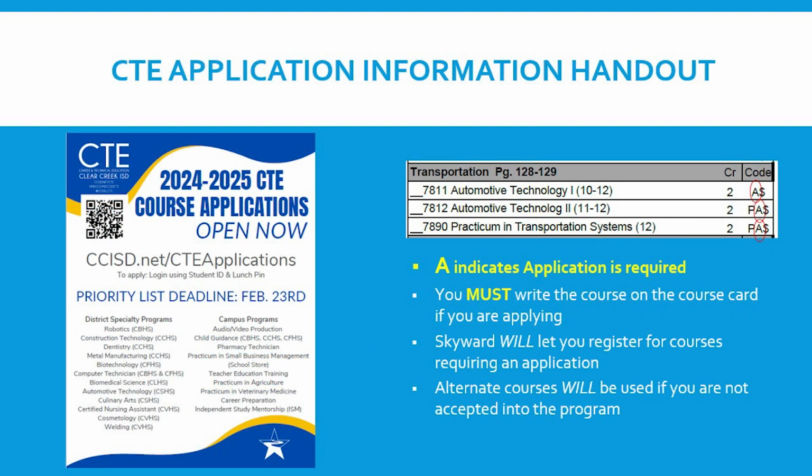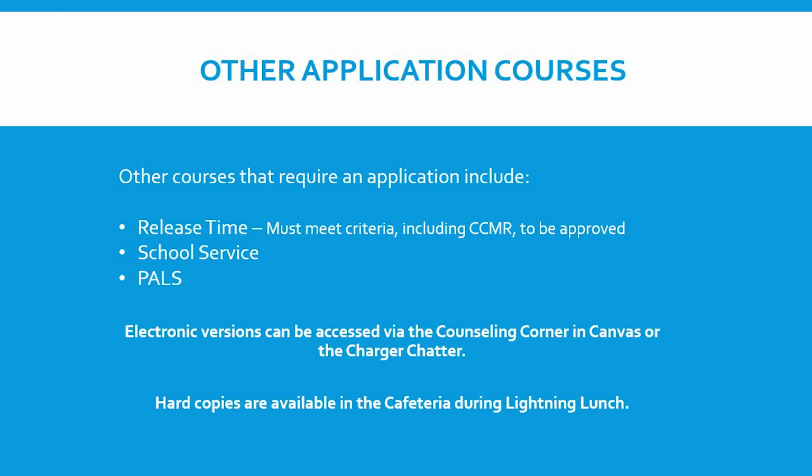There are also classes that require an application that are marked with an A in the code column. If you are interested in taking any of these courses, be sure to apply online at ccisd.net/CTE applications. Other courses that require an application include Release Time, School Service, and PALS. You can access the electronic versions of the Release Time and School Service applications via the Counseling Corner in Canvas or the Charger Chatter. Or you can pick up a hard copy from the Counseling Corner during Lightning Lunch. Remember, for Release Time, you must meet all application criteria, including CCMR.